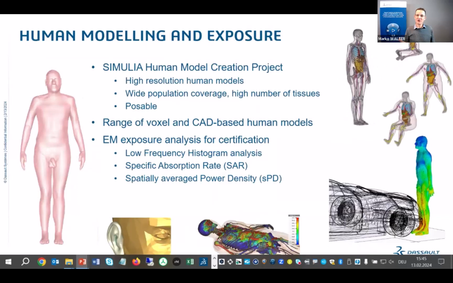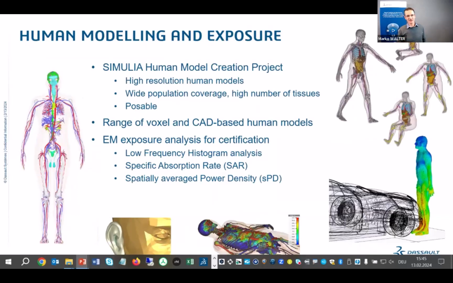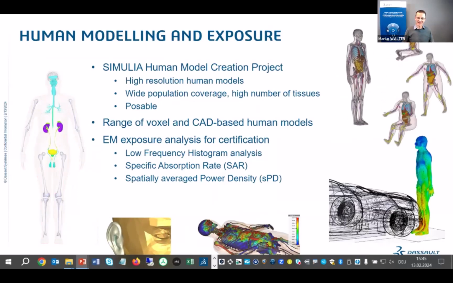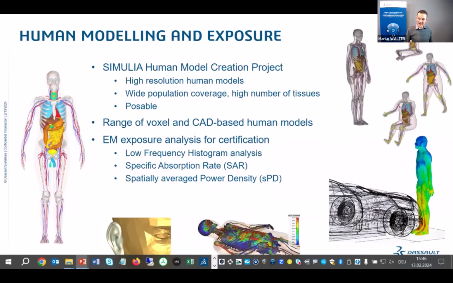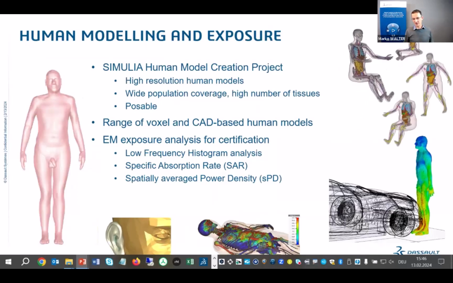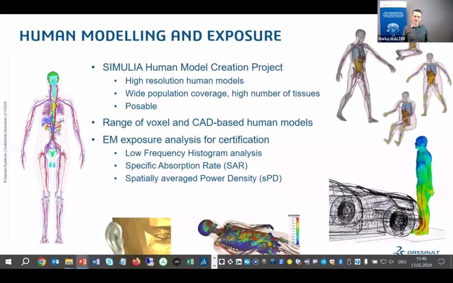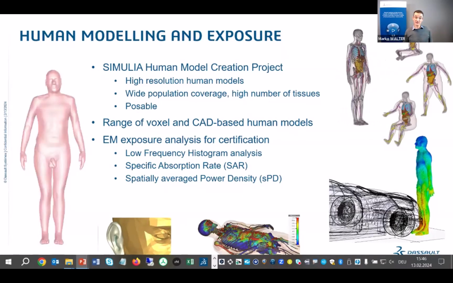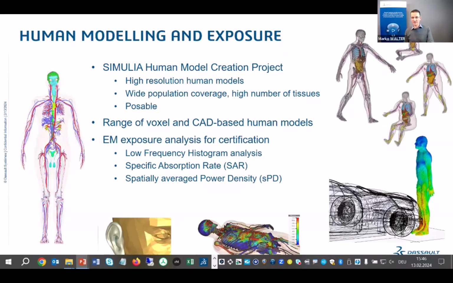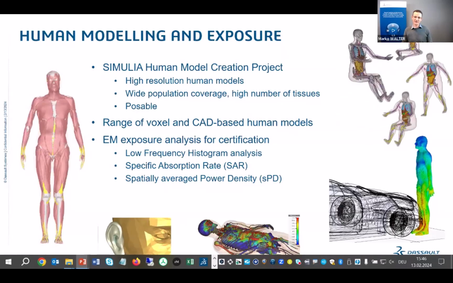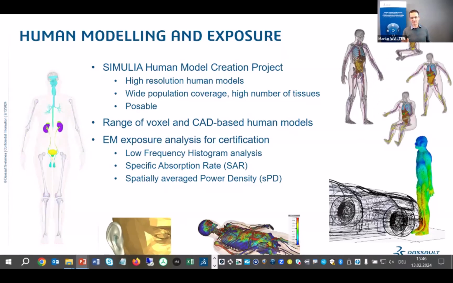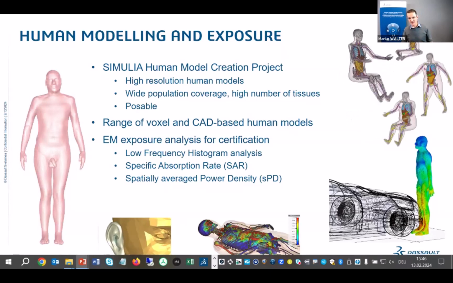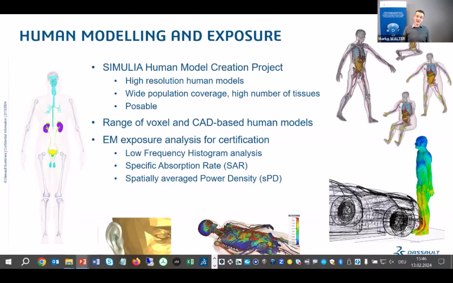Now, the last point that we need to make here, which is very important, is that you can't do any of these exposure or certification studies, perhaps with the exception of the 5G millimeter wave surface type analyses, but all these other things rely on having good quality human body model representations. And we have a project which is developing high resolution human body models. They can be CAD based or voxel based. So CAD means actually having solids that are meshed. Voxels meaning that you just divide your space into small cubes with a particular material property. So we have voxel and CAD-based human models.